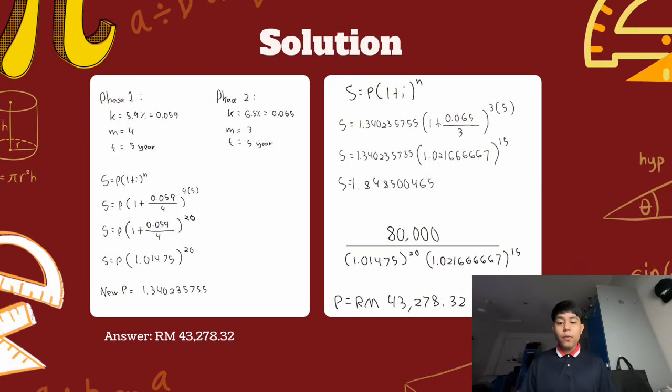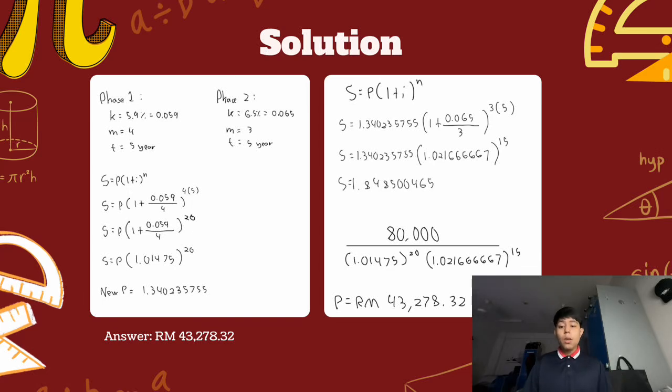This case study involves 2 parts using the formula S equals P times (1 plus i) to the power of n. In part 1, the interest rate is 5.9%, m equals 4 over 5 years. The result is (1.01475) to the power of 20, which equals 1.34023575, which becomes the new principal.